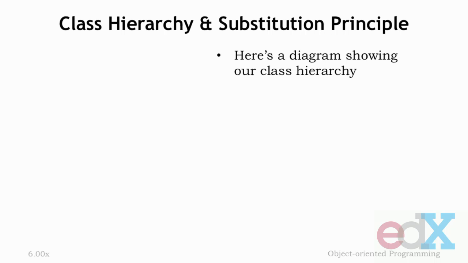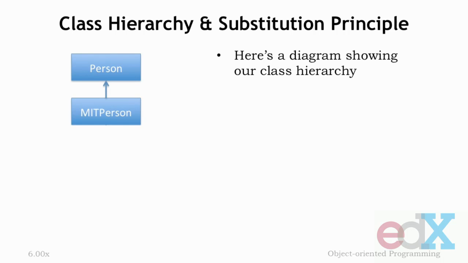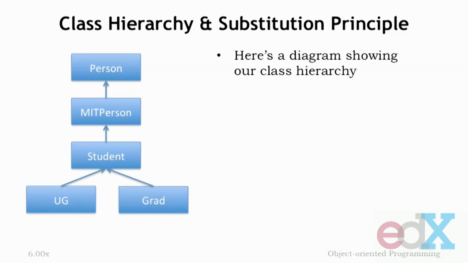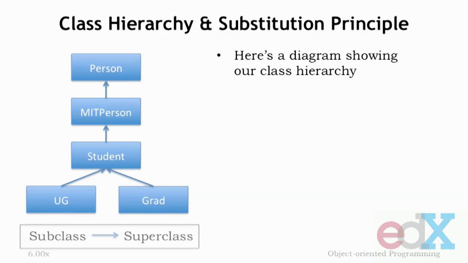Let's summarize what we've done. We've created a whole hierarchy of classes that implement the semantics we want associated with the different classes of people. So we have a person in general who has a name and a birthday. To that, we made a special type of person, a subclass of person, an MIT person that has an ID number. And then we created a subclass of that, which is all the different types of students, and then subclasses of students, which are either undergraduates or graduate students. And in this little diagram, I've used an arrow to point from a subclass up to its superclass.